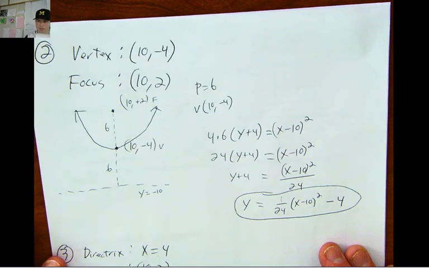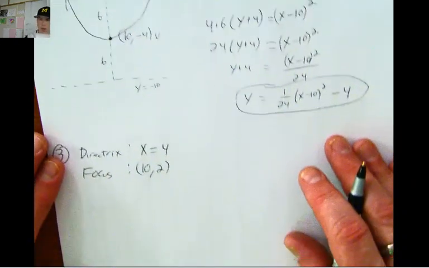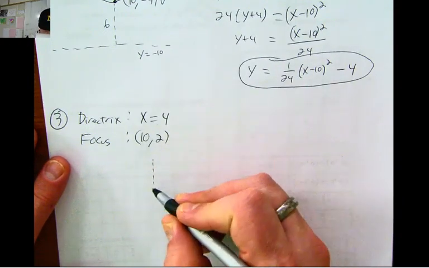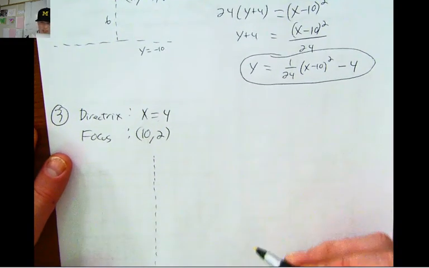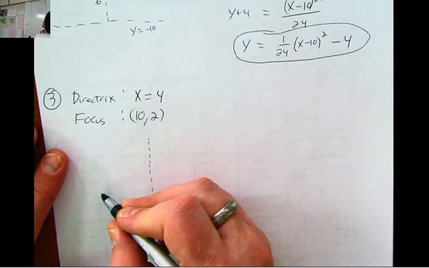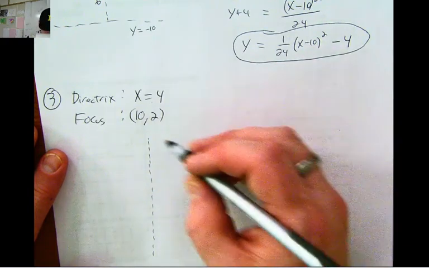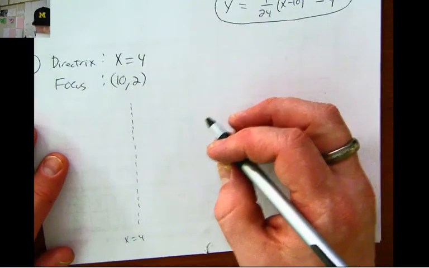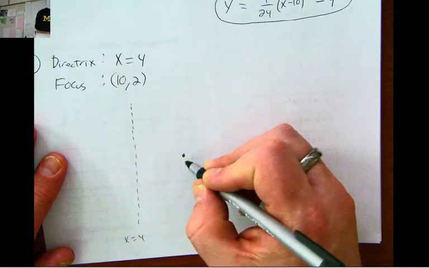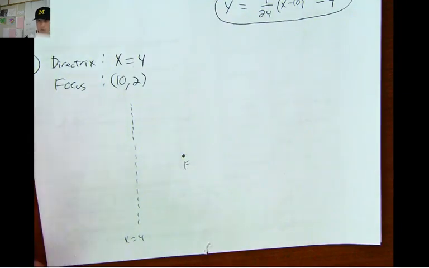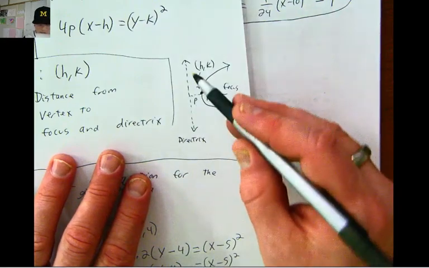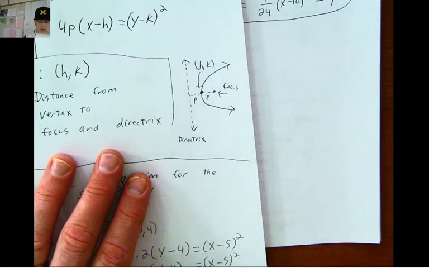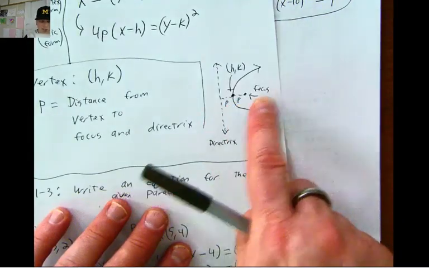All right, number 3. Number 3, I have the directrix equals x equals 4. That is a vertical line. So my directrix is a vertical line, and my focus is at (10, 2). So if this has an x value of 4, the point (10, 2) would actually want to be way over here on the right. And if this is the focus, what do we know from earlier? That halfway in between the directrix and the focus is where the vertex hangs out, and then that distance in between all of those would be my p.